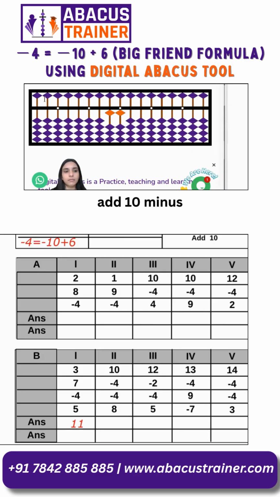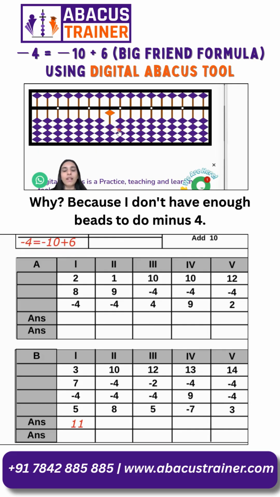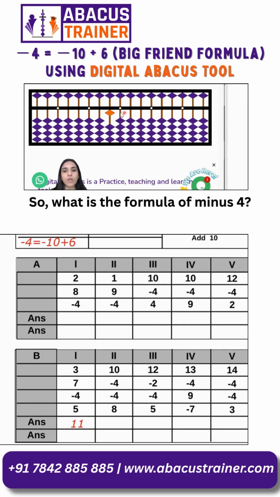Next question. 10, minus 4. Can I do minus 4? No. Why? Because I don't have enough beads to do minus 4. So, what is the formula of minus 4? Minus 10 plus 6. Then again minus 4.